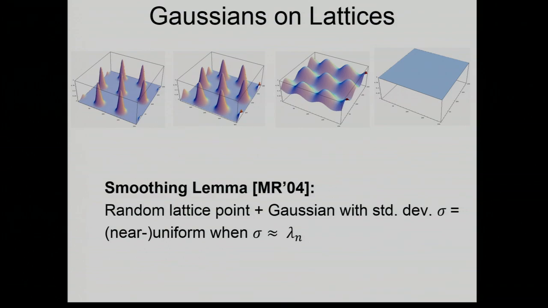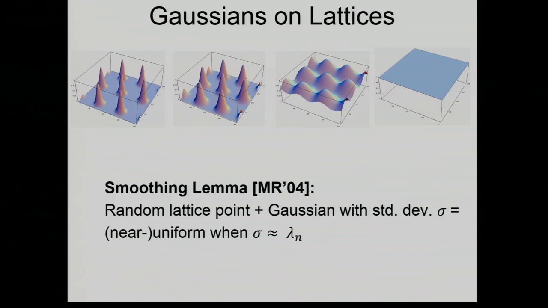Plus, I'm going to add a Gaussian with standard deviation sigma, right? Which is what I just did. This gives you a distribution that is statistically close to uniform, as long as sigma is larger than the nth shortest length, lambda n, so the length of the nth shortest vector of the lattice.